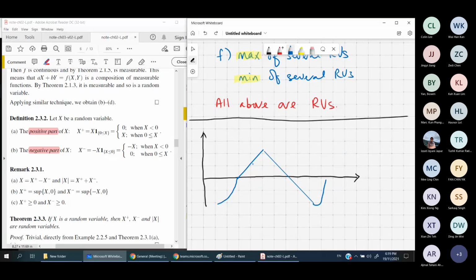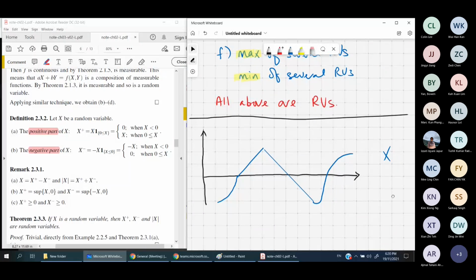So let's say our function looks like this. This is our x. The original function looks like this. If we want to look at the positive part, so that means look at here. Whenever x is greater than or equal to 0, we take x. Whenever x is less than 0, we return the value 0. So for these two parts, we give it 0. So the graph will look like this.